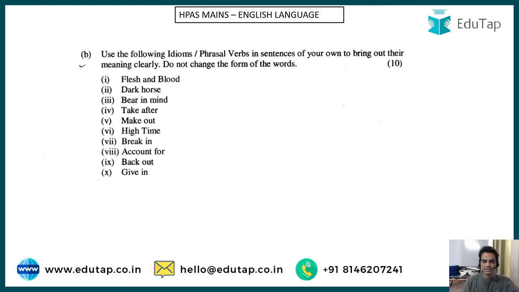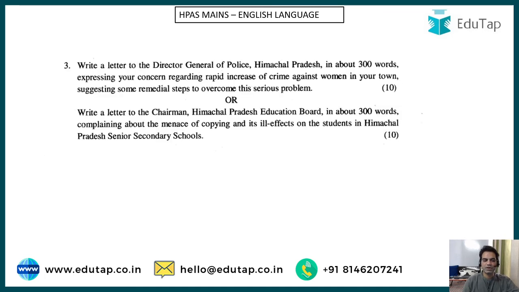So that was the second question, guys. Now moving on to the third question. You had to write a formal letter. There were situations given to you. You had to write a letter to the Director General of Police expressing your concern regarding the rapid increase of crime against women in your town, suggesting some remedial steps. Or the other situation was you had to write a letter to the Chairman, Himachal Pradesh Education Board, complaining about the menace of copying and its ill effects on the students.